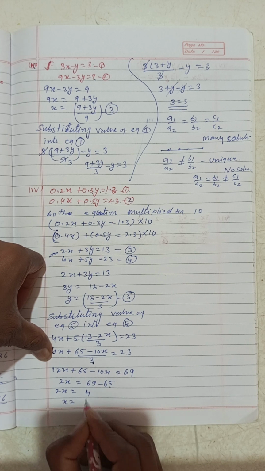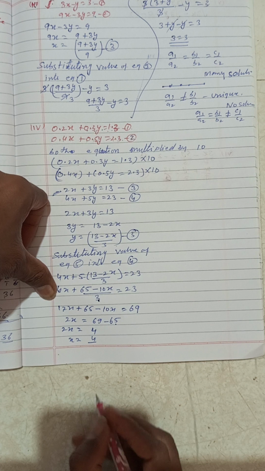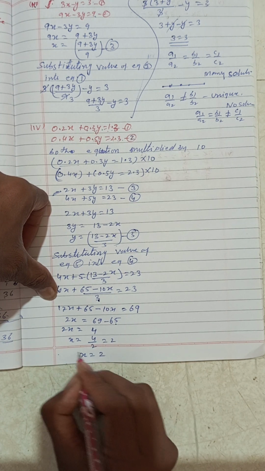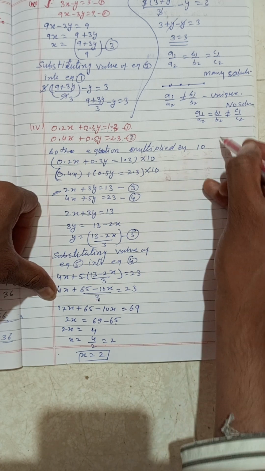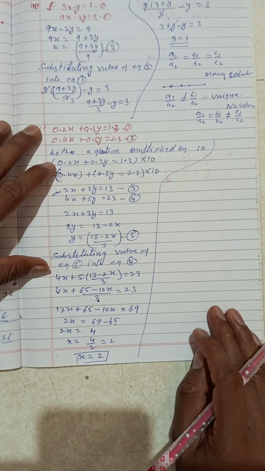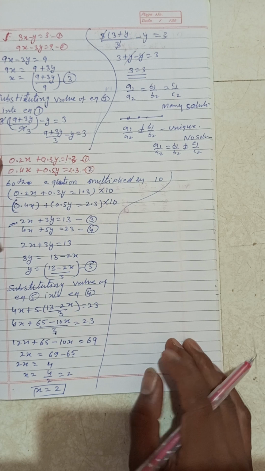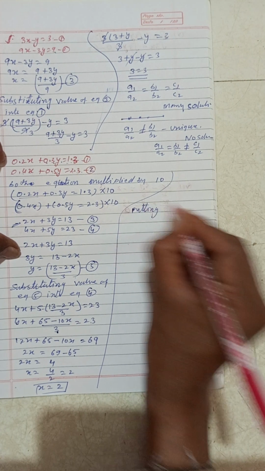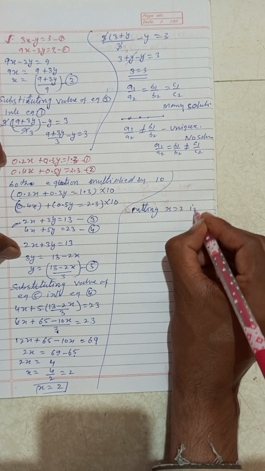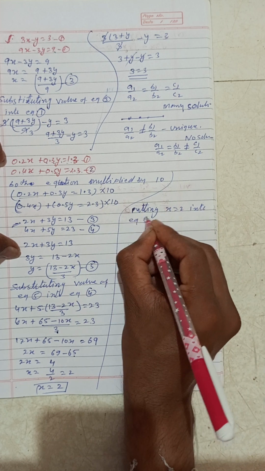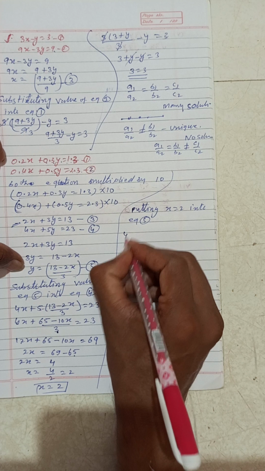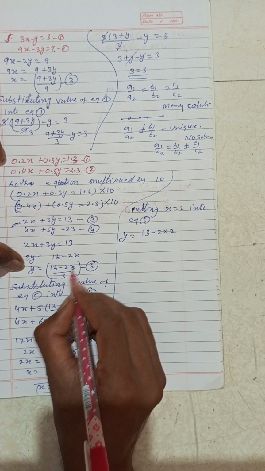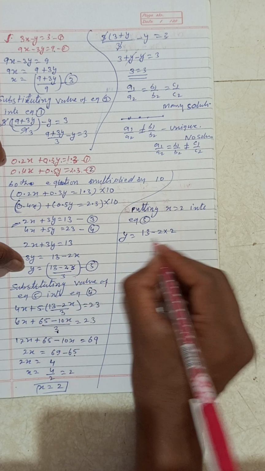Then x is equal to 4 divided by 2, which is 2. So we got the x value: x is equal to 2. Now putting x is equal to 2 into equation number 5, y is equal to (13 minus 2 times 2) by 3.